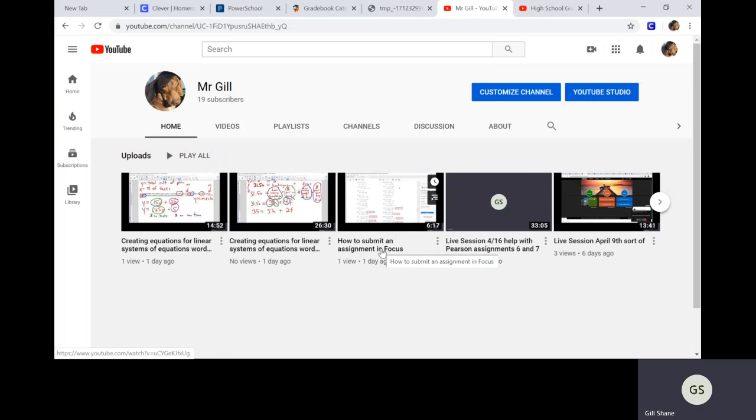That will walk you through what you need to do. Do not just take pictures and upload them into Focus. I don't want 10 different attachments, or even 2 or 3 different attachments, for that assignment. I want one attachment, so you need to watch this video. It's only 6 minutes long. You can do it from a phone. You don't even have to be on a computer. It tells you what you need to do.